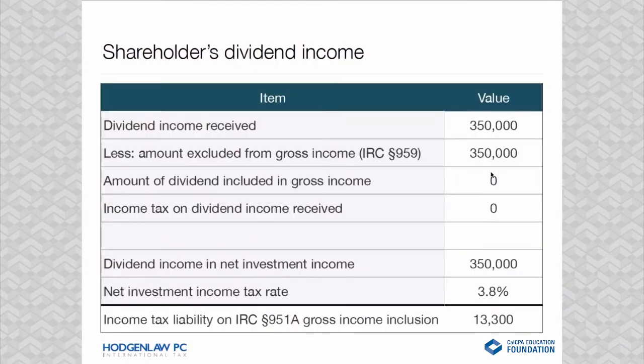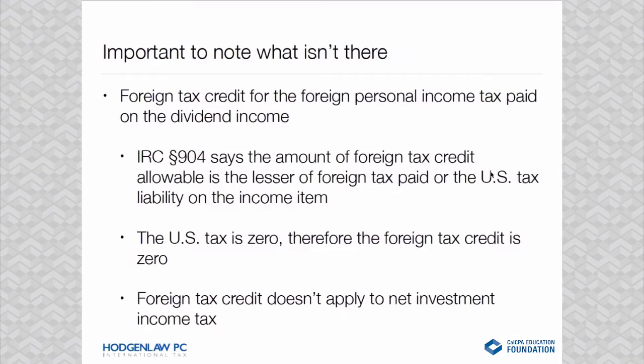So let's look at the dividend income. Dividend income received, $350,000. Section 959 (there should be parentheses around that) says 100% exclusion, zero income tax, but the net investment income tax rules have a different definition of what's the taxable base for that tax. So you have to pay the 3.8% on the dividend, for $13,300.